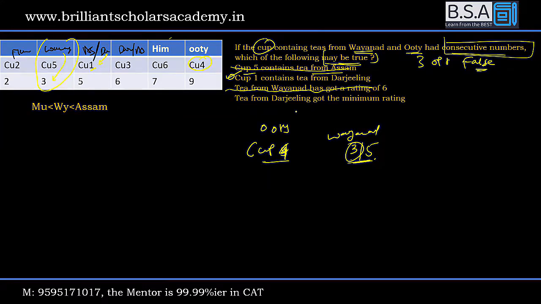The tea from Darjeeling got the minimum rating. Is Darjeeling getting a minimum rating? Is this Darjeeling? No. So which one may be true, can be true, might be true? Option B. Can be true, might be true, may be true.